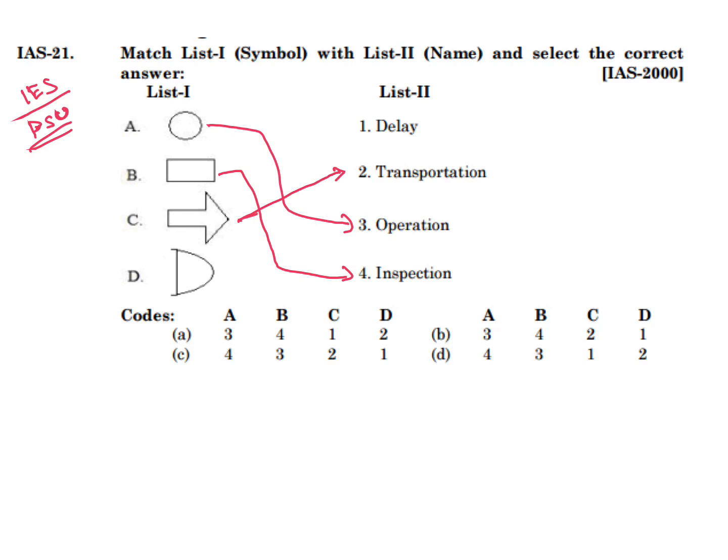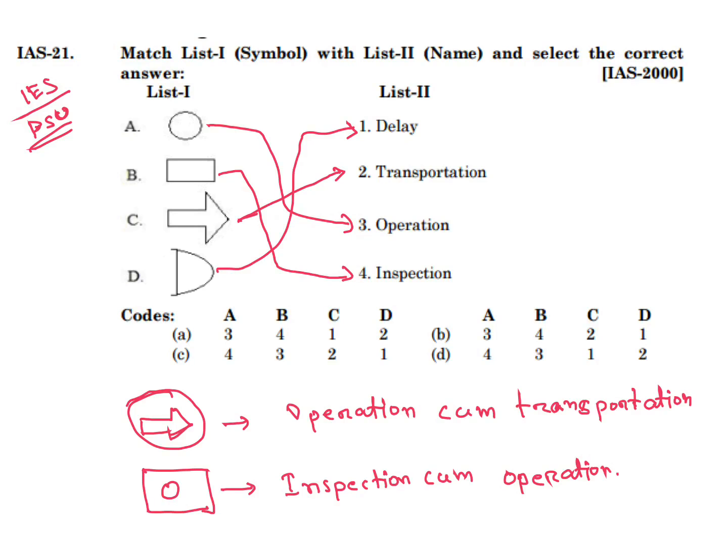Except these 4 symbols, 2 more symbols are important. Circle and arrow, this represents operation cum transportation, because circle is for operation and arrow is for transportation. Both you add, you will get operation cum transportation. Then rectangle inside circle. Circle is for operation, rectangle is for inspection. So you will get inspection cum operation. This is also very important.